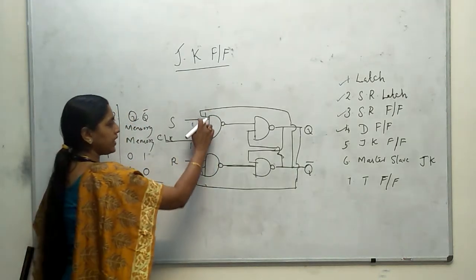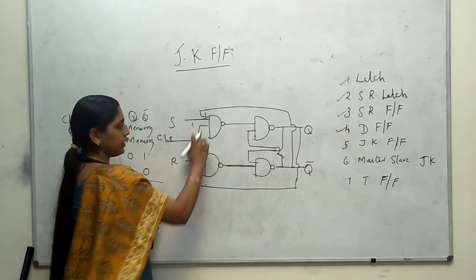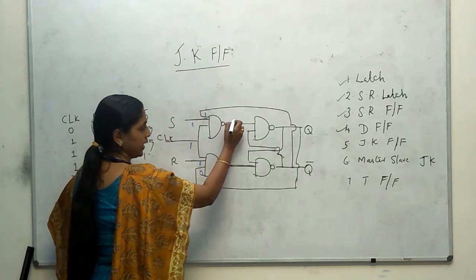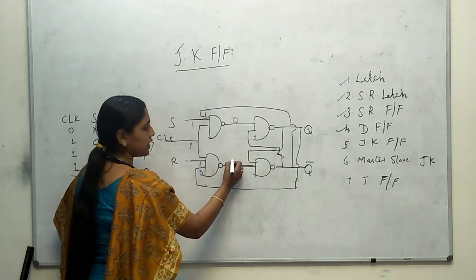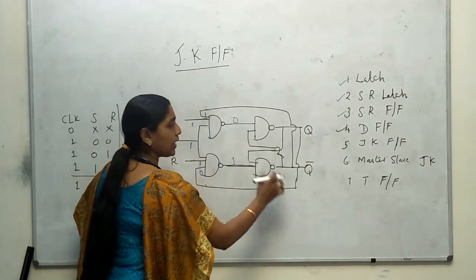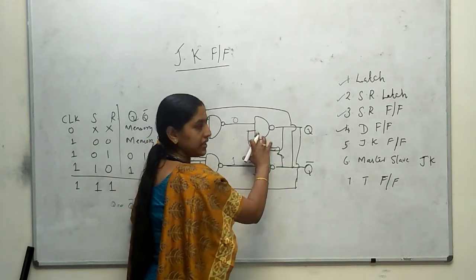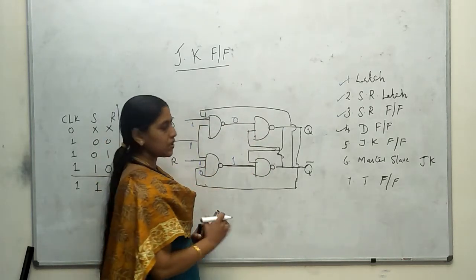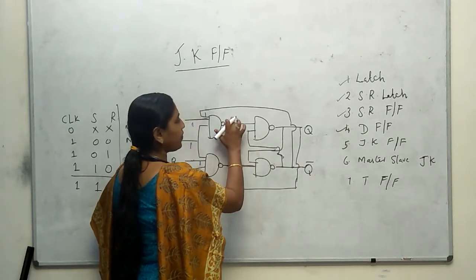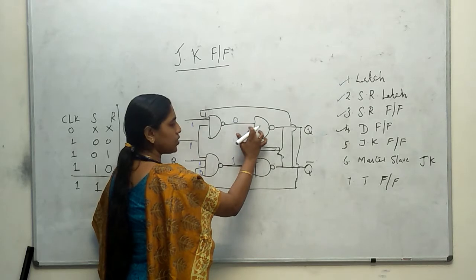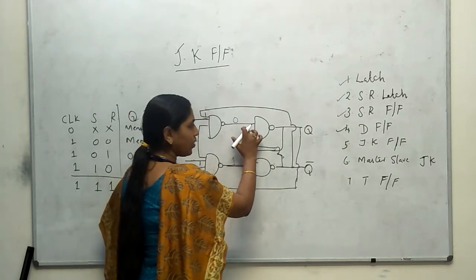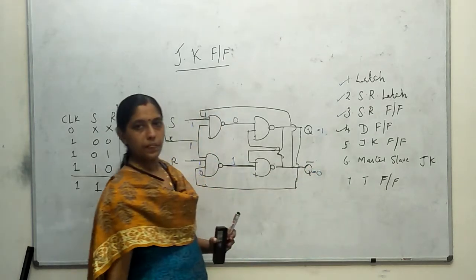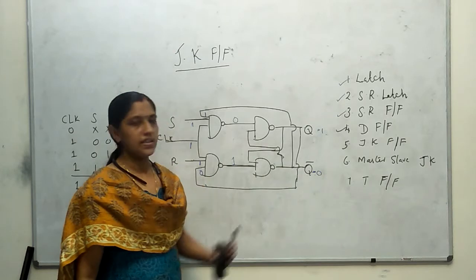What happens when this input is 1? Three inputs are 1 means the output of this will be 0. If one input is 0, the output of this will be 1. This part is a latch, an SR latch; when we add the clock part, it becomes a flip-flop. So what is the output of the SR latch when S is equal to 0 and R is equal to 1? Q is equal to 1 and Q bar is equal to 0.